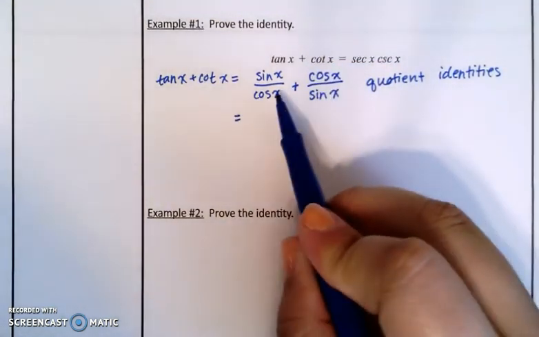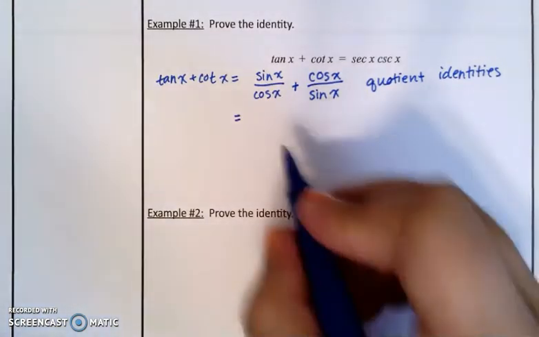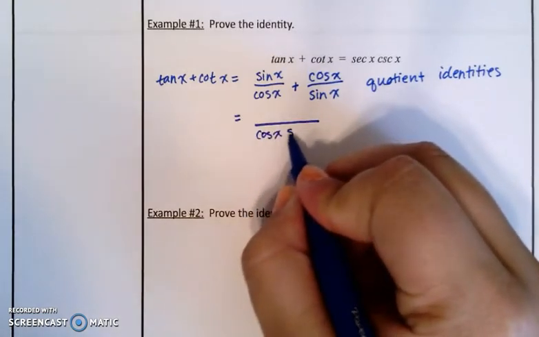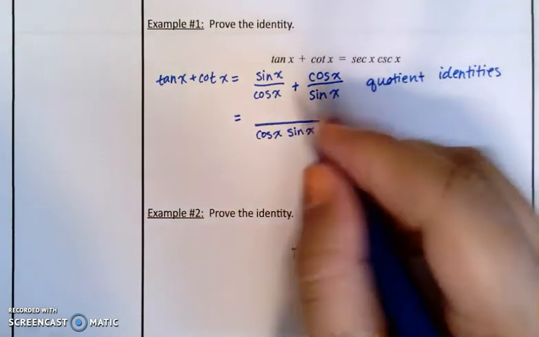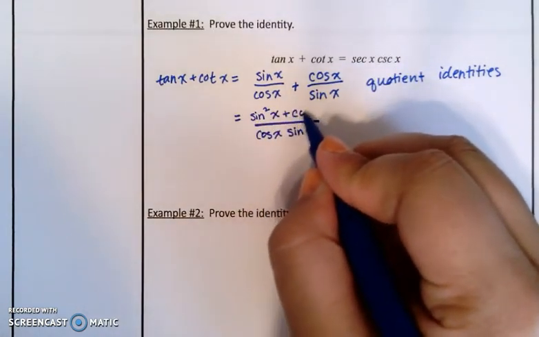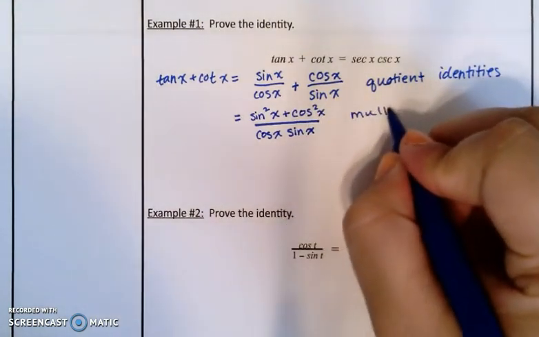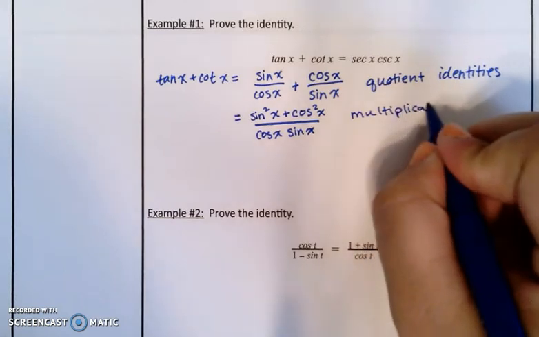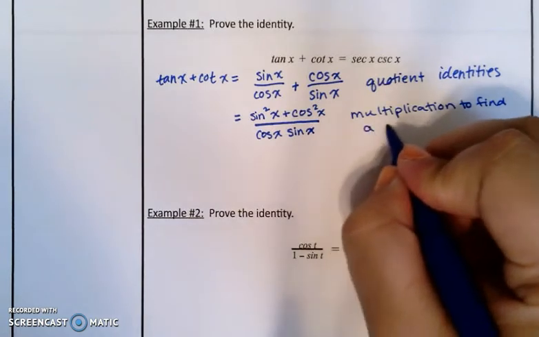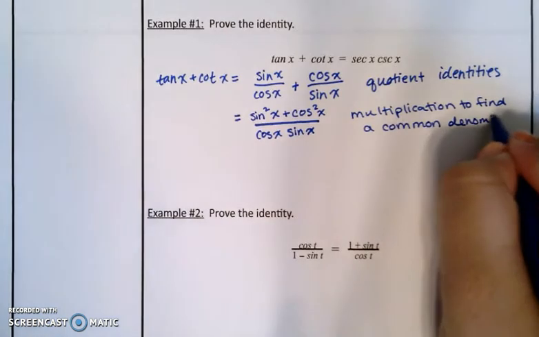And then I'm going to rewrite these. So now I have two fractions with different denominators. So I'm going to rewrite these with a common denominator. And the common denominator that I'll use is cosine of x times sine of x. That's our least common denominator. In the numerator, we'll have sine squared x plus cosine squared x. This is multiplication to find a common denominator.